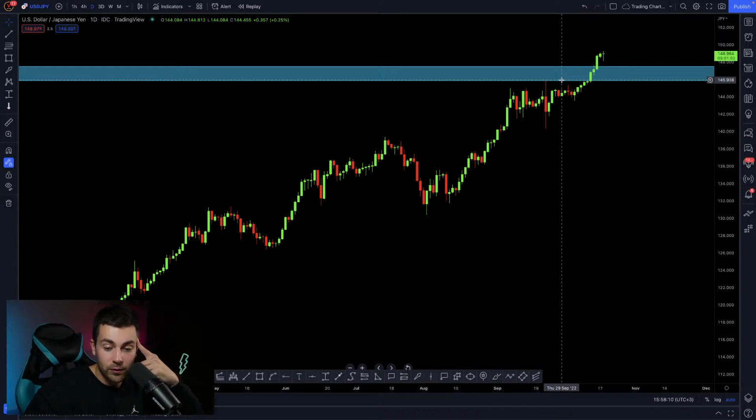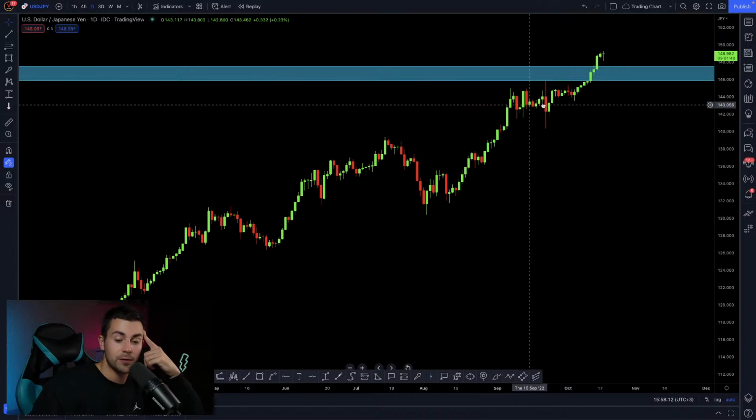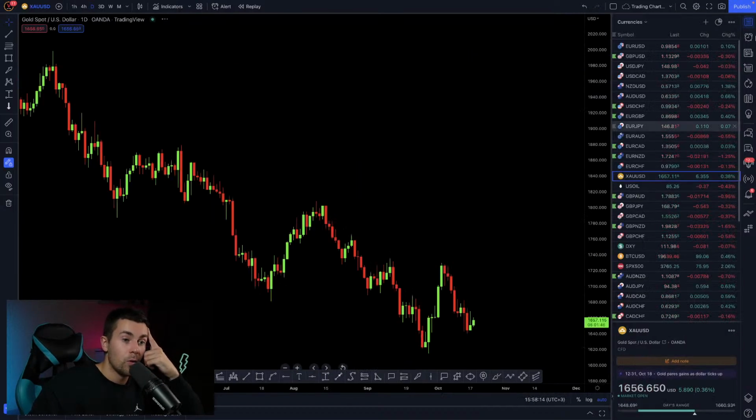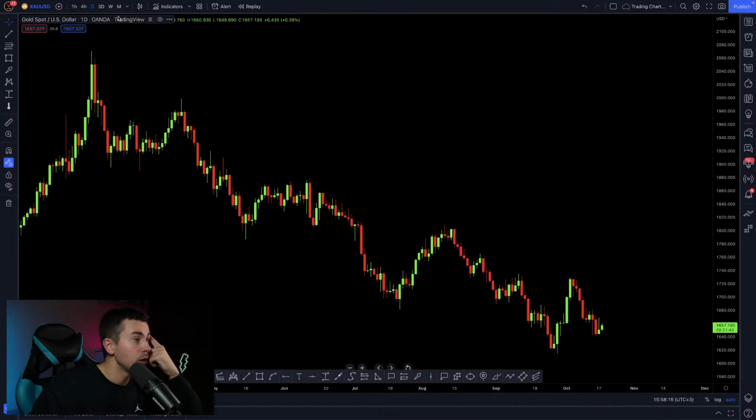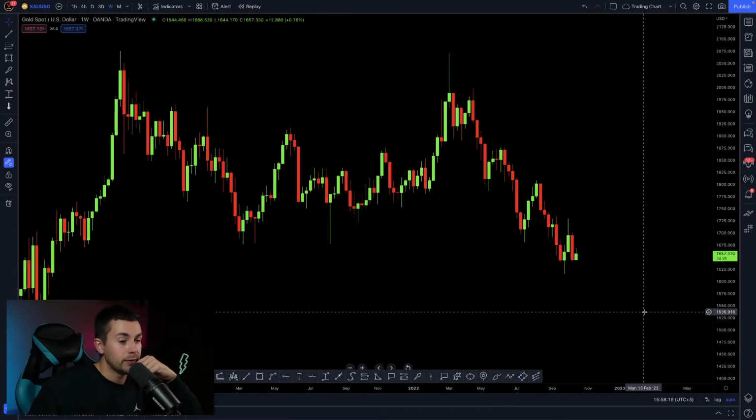Vikas asks to analyze the long-term perspective on gold. Of course. So let's open the weekly time frame and check the situation.